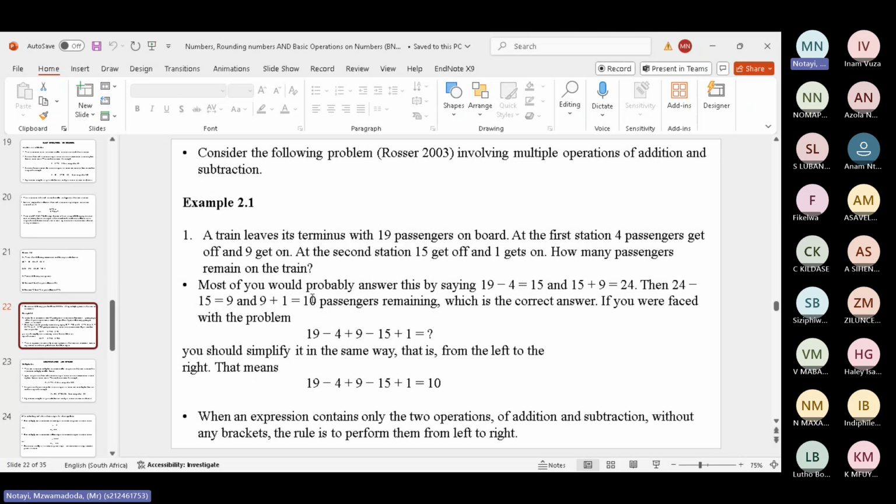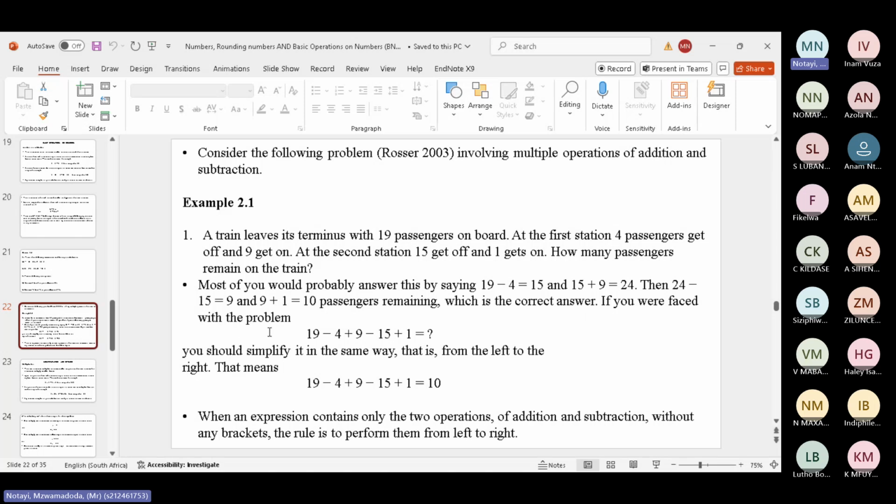So obviously the most logical way of answering this is saying 19 minus 4 is equal to 15. And then from 15, you add 9. 15 plus 9 is equal to 24. Then 24 minus 15 is equal to 9. And then adding the 1, 9 plus 1 is equal to 10 passengers remaining. So which is the correct answer.